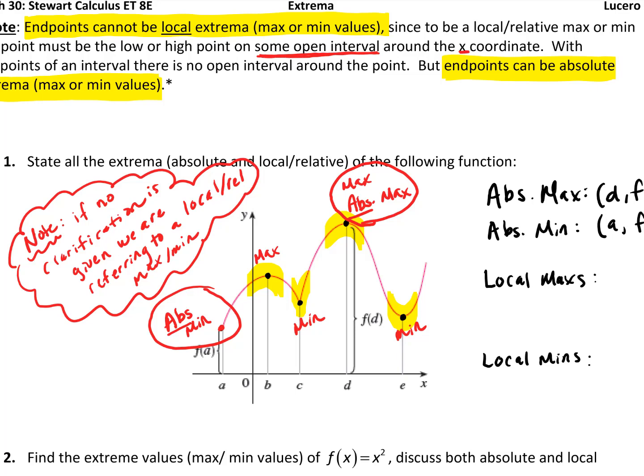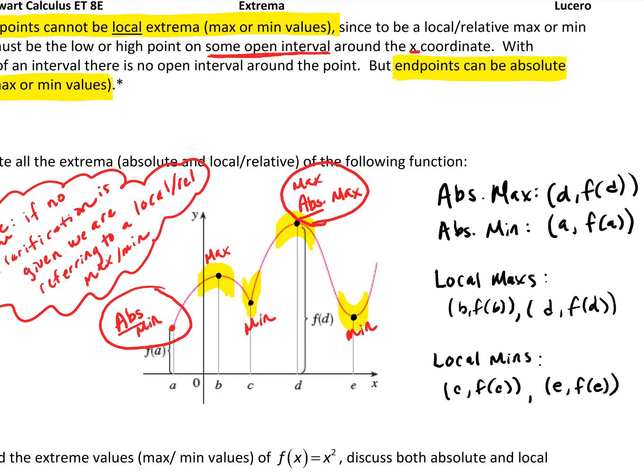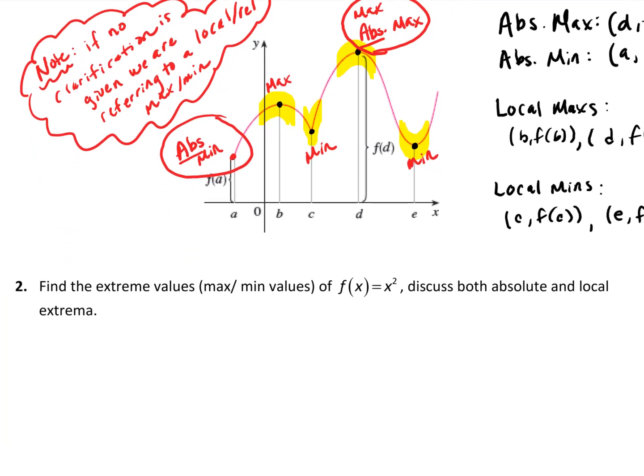So the local maxes, let's go ahead and label those local maxes at B, f of B, and then of course at D and f of D. And then we have our local mins at C, f of C, and just put a comma there, and at E, f of E. I'm going to run off the screen a little bit. Okay, so graphically we can identify both the absolutes and the local or relative maxes or mins. Okay, let's keep going and keep talking about a couple more.